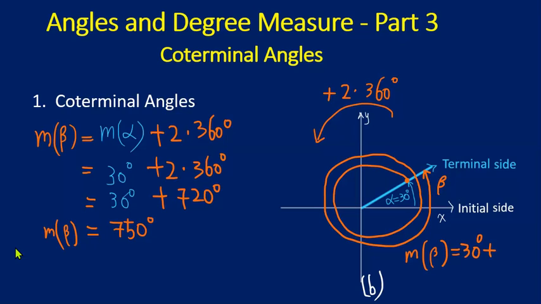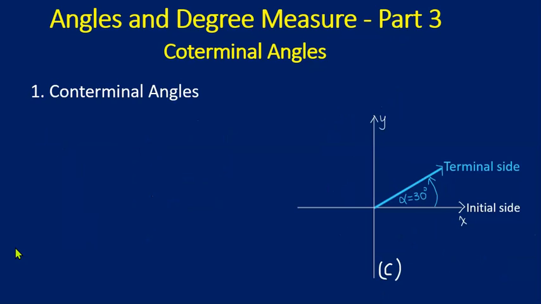And then we continue in the same direction, positive direction, another 2 full circles. So that would be 2 times 360 degrees. And the sum, obviously, is 750 degrees. And this result agrees with the result using the definition. Let's continue to our third scenario.